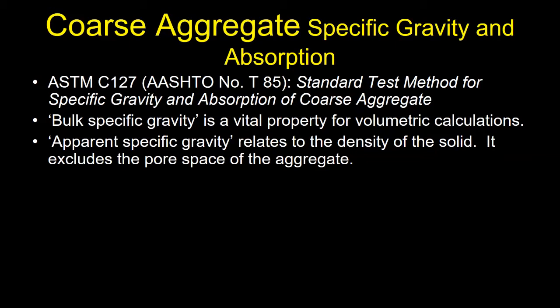I hope that you're able to remember which one is which, especially with your symbols in reports and for keeping track in equations. It is kind of hard to get used to at first, but it shouldn't be too bad once you do it a few times. But apparent specific gravity relates to the density of the solid. It excludes the pore space of the aggregate. So every aggregate has little holes in it that are microscopic. The apparent specific gravity does not include that.